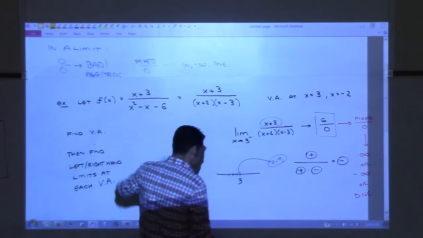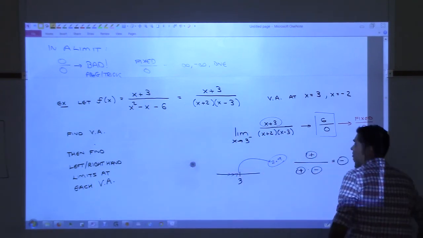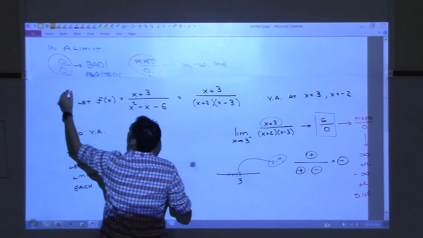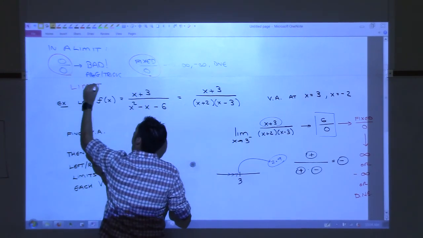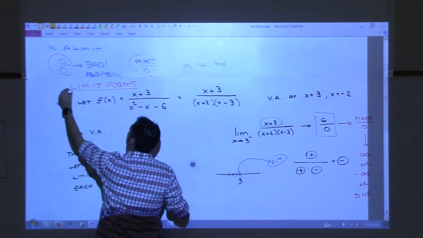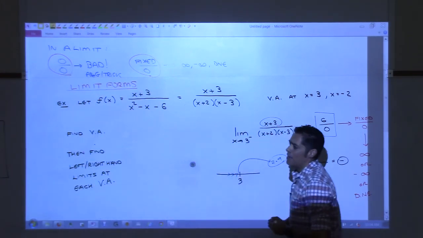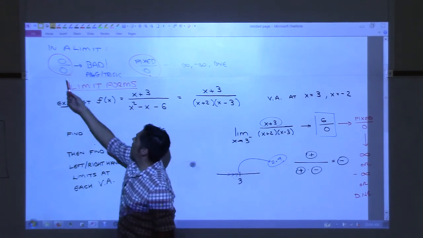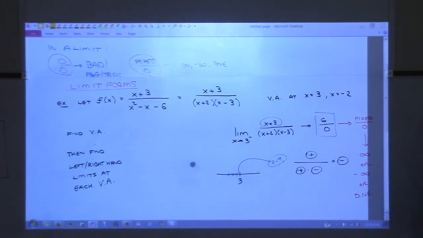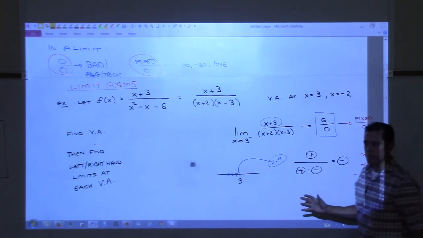These right here that I've referred to, these two things right here, these are called limit forms. I'm going to give you this later, but we may as well start getting some language down. The forms of the limit that we've looked at are 0 over 0 and fixed over 0. Those are the two forms that we've looked at. We're going to look at like 7 or 8 different ones.